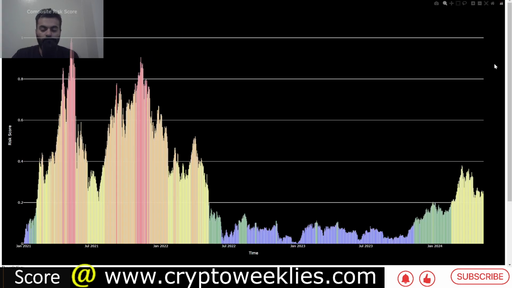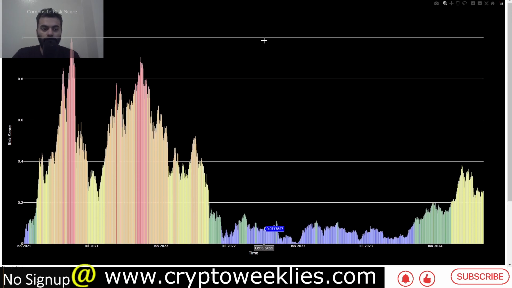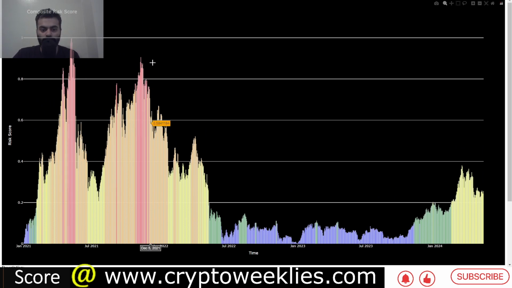In terms of the crypto composite risk, this is our PeakValley composite risk dashboard for the entire market. It looks at the top 100 cryptos by market cap, looks at their volatility, alpha, beta, risk adjusted returns at any point, and percent drawdown to provide one single metric to let you analyze the market at a very high level, whether it's overvalued or undervalued, whether we are closer to a peak like we were in May or October, November 2021, or closer to a valley, which is a very low risk environment with high risk reward. This is a high risk environment with low risk reward.